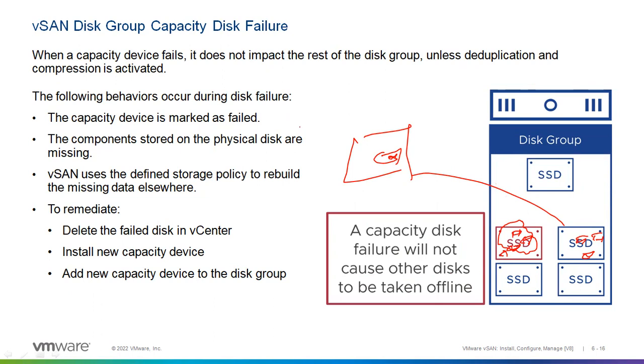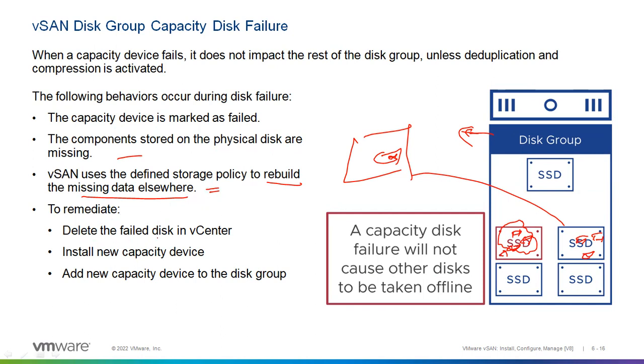Okay, so just because of a capacity drive, my disk group never went down. It will be in okay state. Everything will be running. It's an often case of disk failure, especially in vSAN ready nodes. Okay, so component disks, physical disks are missing. vSAN uses the storage policy to rebuild the missing data elsewhere. Correct? It's rebuilt to remediate.